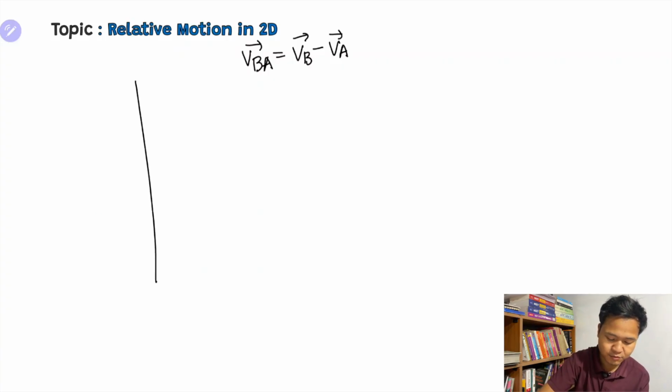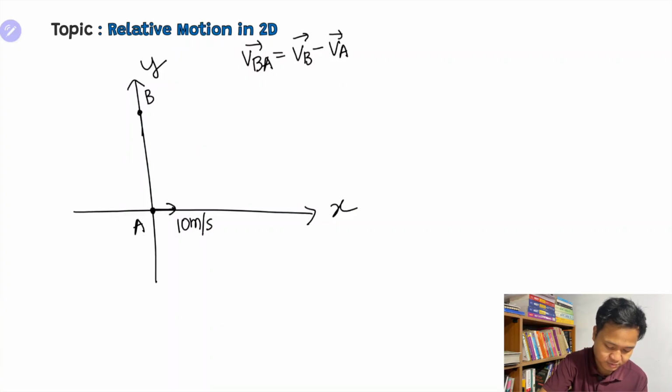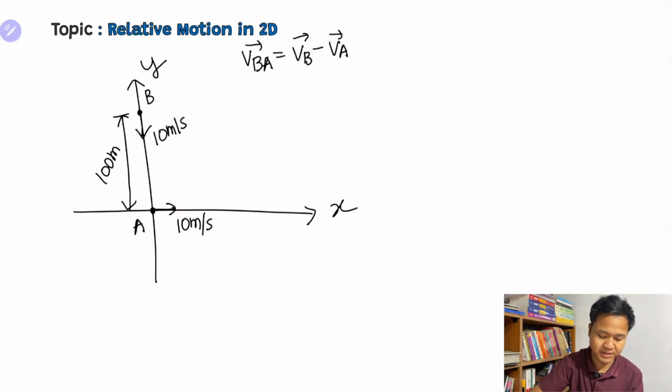Suppose now in 2D, I have XY. Let's say, for example, two cars. One car, say car A, is going along the x-axis. The velocity of car A, let's say, is 10 meter per second. Some random values. Car B is, let's say initially, moving downwards. Let's say the value is 10 meter per second. Easy values. Let's say this B is at a distance of 100 meter away from A, right?